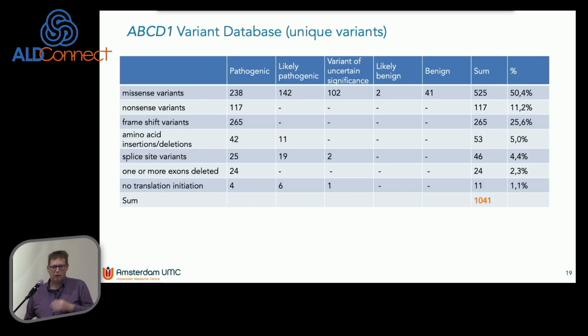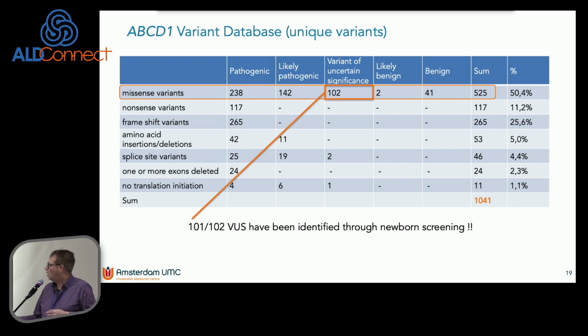So back to the genetics. This is the slide I showed you before, with over 100 variants of uncertain significance having been identified over the years. But something interesting or scary is here, because almost all of them come from newborn screening.